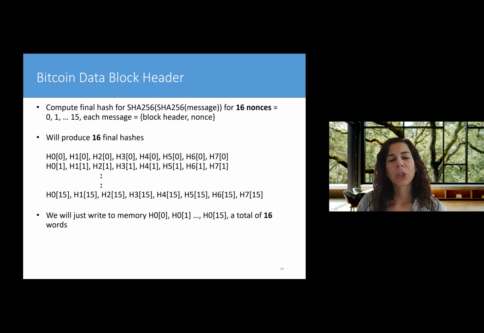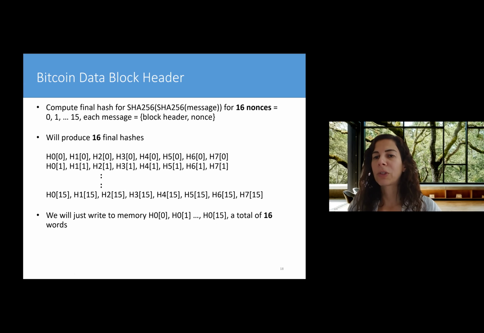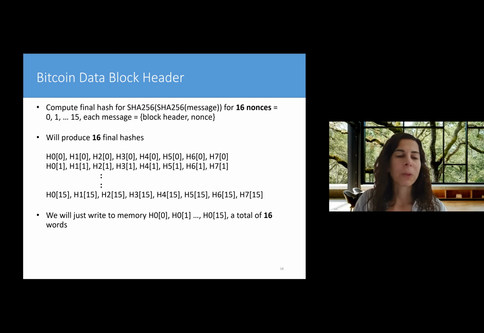We could do this by writing to the memory every time to a new location, but for the purposes of this project, we will just write to memory locations H00 to H015, a total of 16 times. So the assumption is that every time you write it, we could store it and then go further, because we don't want to use all the possible registers and resources there.